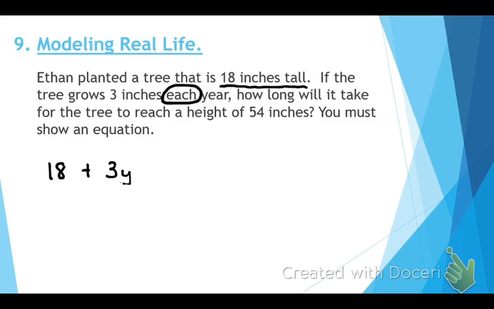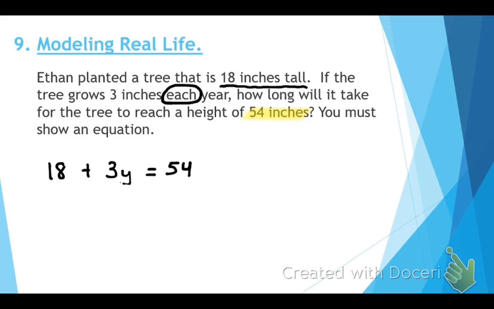So that's 3 times y. Okay, so I need to see that in there. It doesn't have to be a y. You can make it an x or an h or whatever. I'm doing y for a year, but you could do anything. Then it says, how long will it take for the tree to reach a height of 54 inches? So I want my answer in the end to be 54 inches. So equals 54 inches. Now I want you guys to go ahead and solve for the variable.